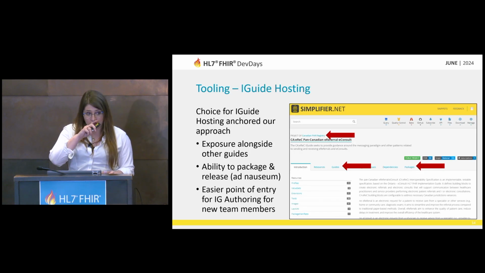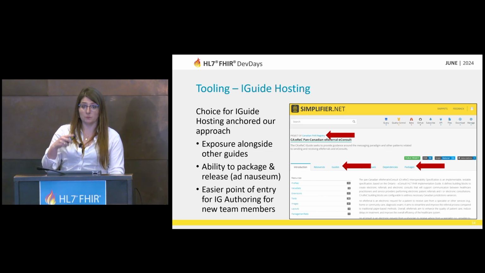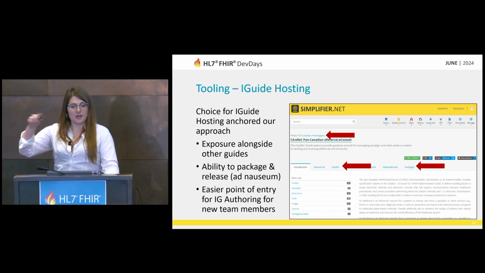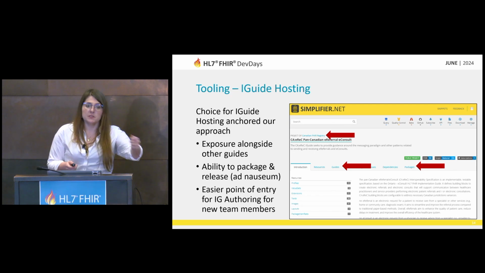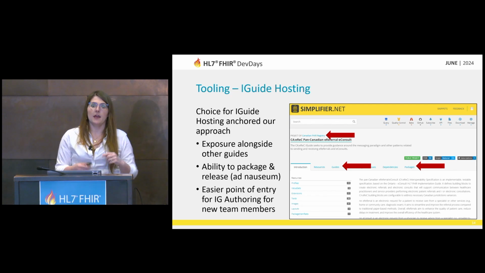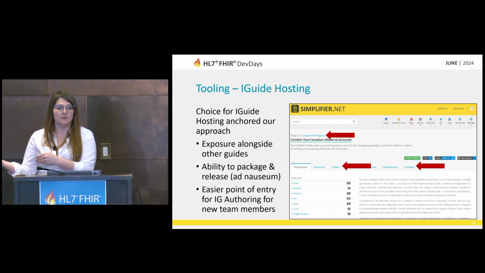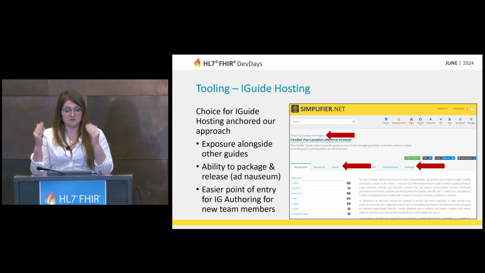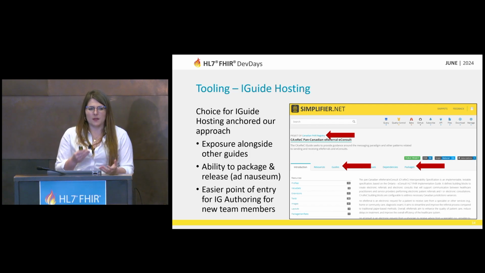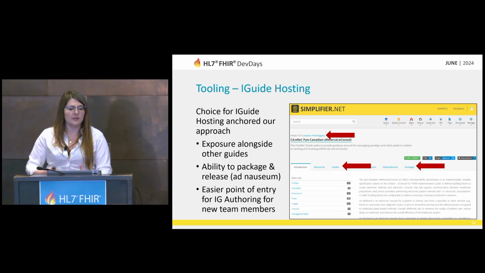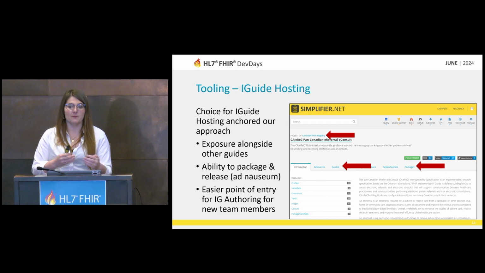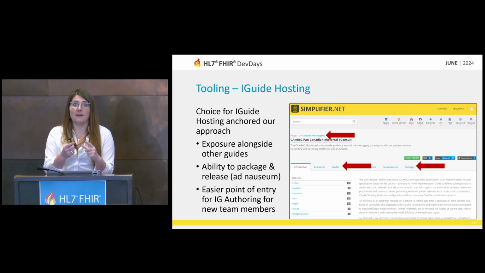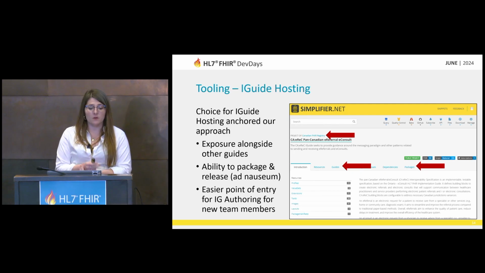So, key point here, if it's not totally clear already: a big degree of our choice of setting up a CI build this way was driven by the fact that we were using simplifier.net for hosting in the Canadian FHIR registry, because it meant we could expose it to other guides that were tagged as Canadian guides, and Canadian authors and folks that were new to implementing have one place to go and can find it very easily. We also found that our ability to package very quickly, package as much as we need, and sometimes unlist packages was really important. If we made a mistake, we could have that be viewable to only a select group of people.